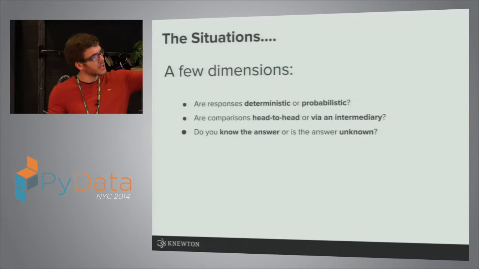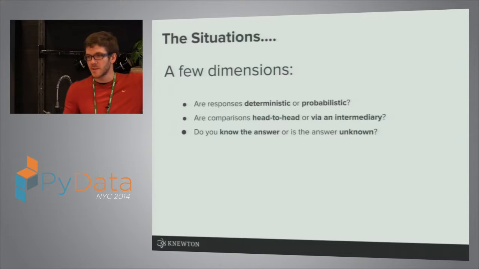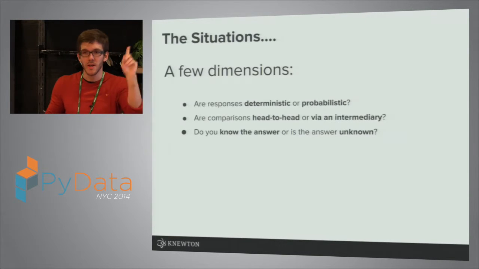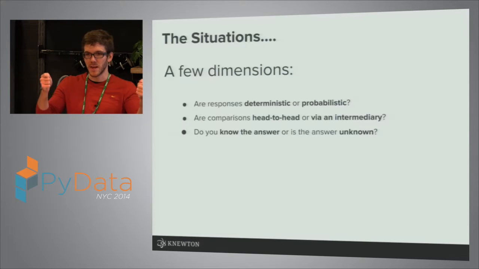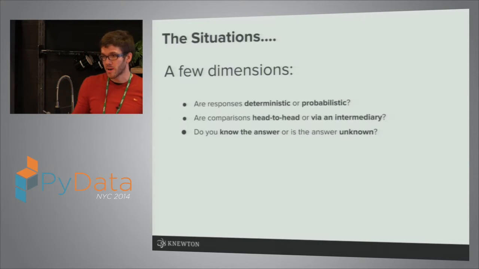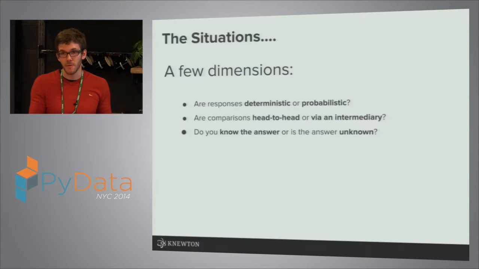So do your questions have deterministic or probabilistic responses? What do I mean by that? If I ask a question between the numbers 1 and 2, which one is bigger? That is a deterministic response, right? 2 is always going to be bigger. And unless your computer gets bombarded by the wrong neutrino, it's always going to say 2 is greater.